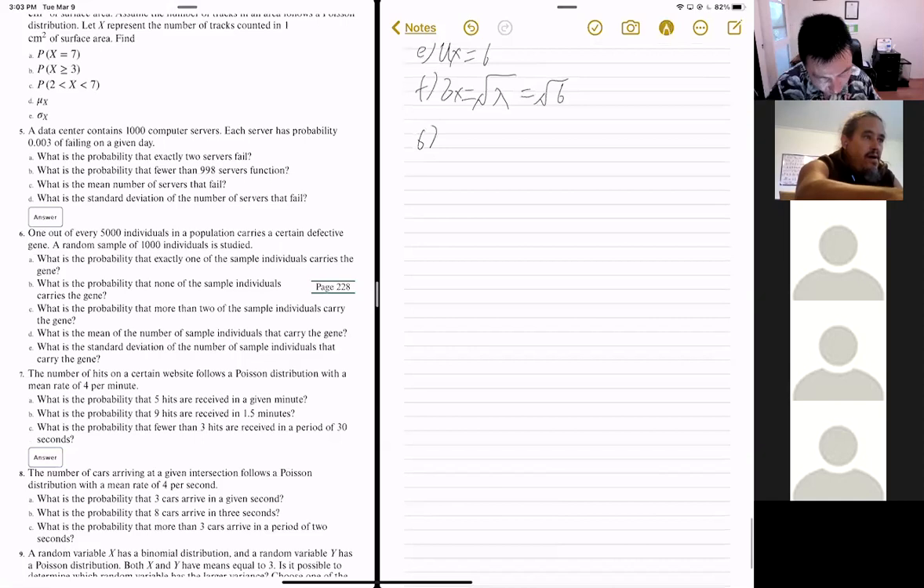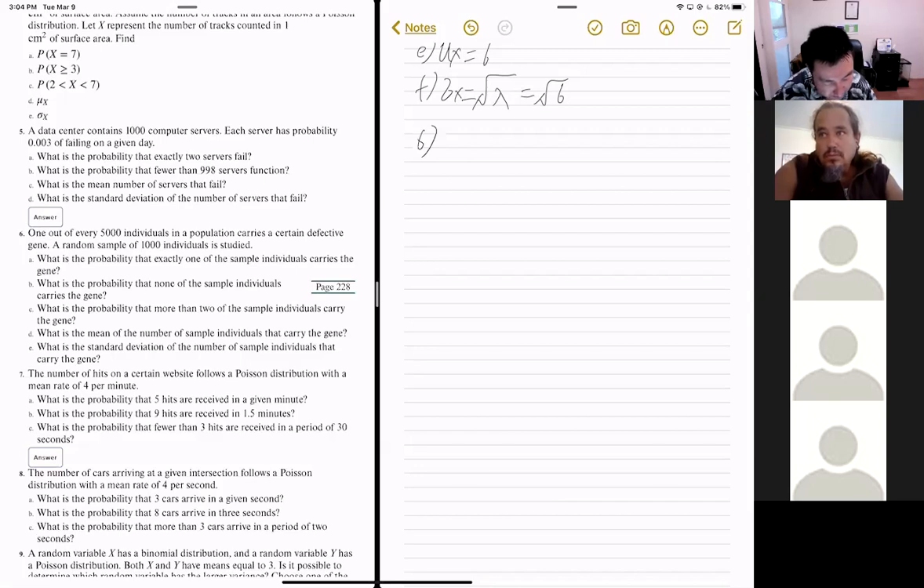Question number 6. So 1 out of every 5,000 individuals in a population carries a certain defective gene. And a random sample of 1,000 individuals is studied. Part A, what is the probability that exactly one of the sample individuals carries the gene? So if we define X as the number of individuals carrying the gene, that's what the question is asking.